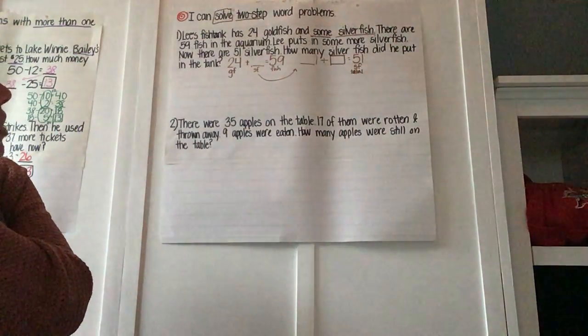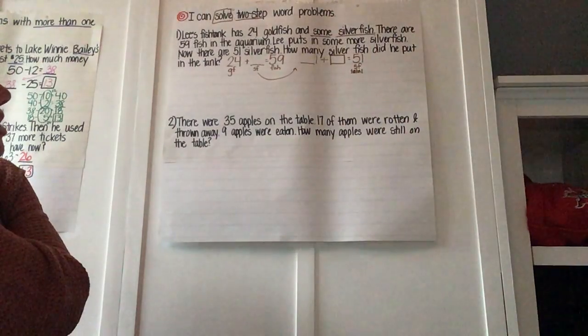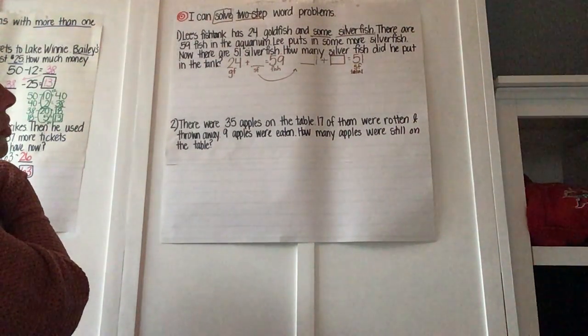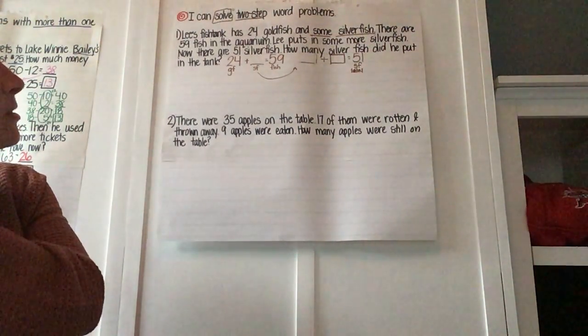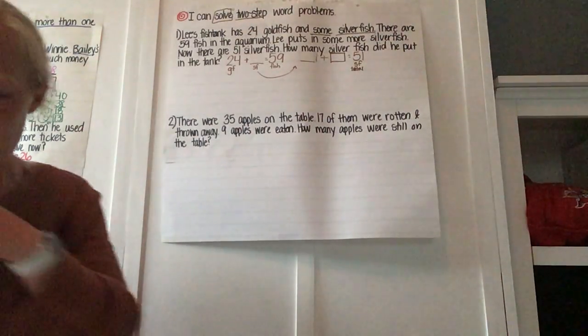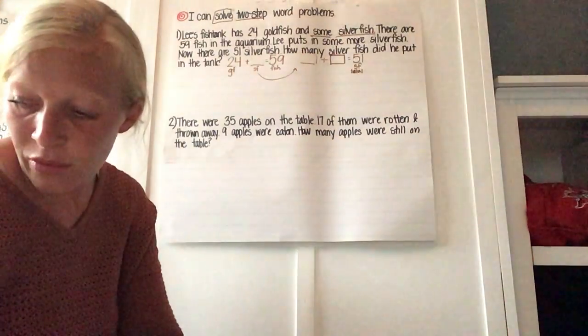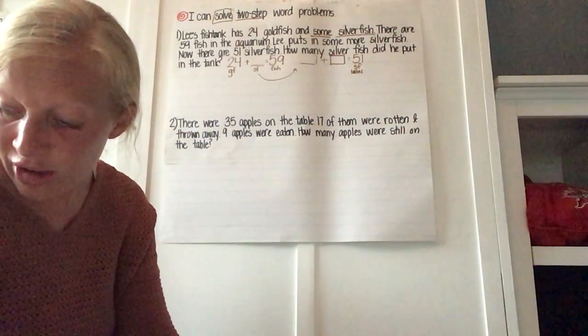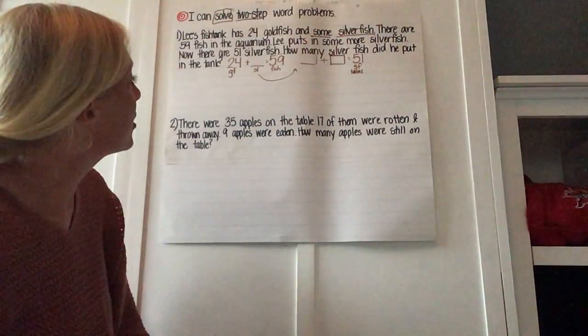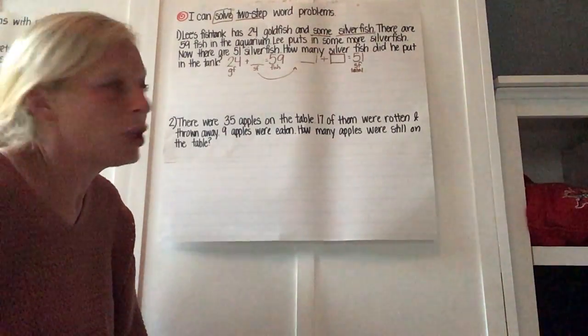Okay, and how are you gonna get there? What are you trying to get to? Trying to get to 59, okay? So you're adding to get to 59. What are you doing? You're trying to get to 59. You're subtracting to find that unknown.